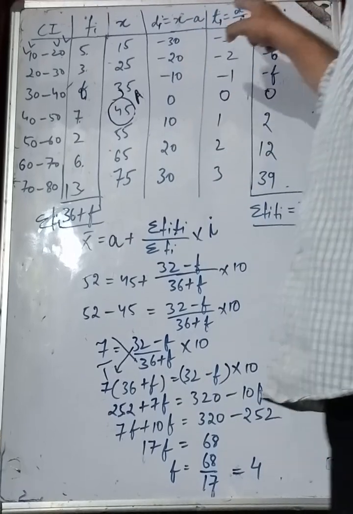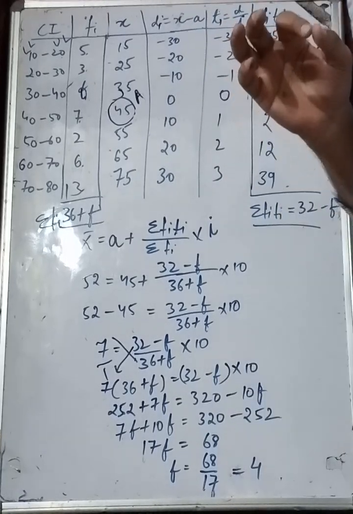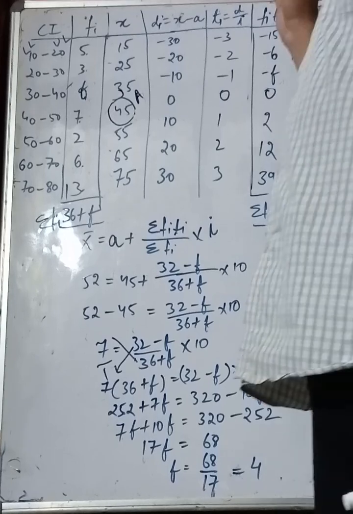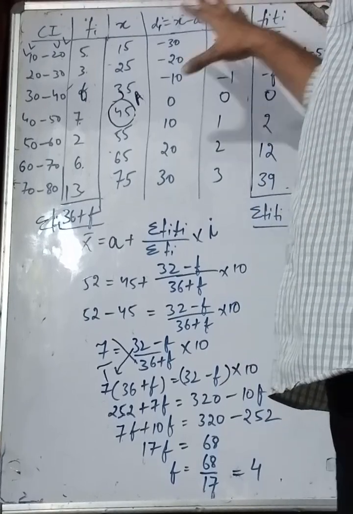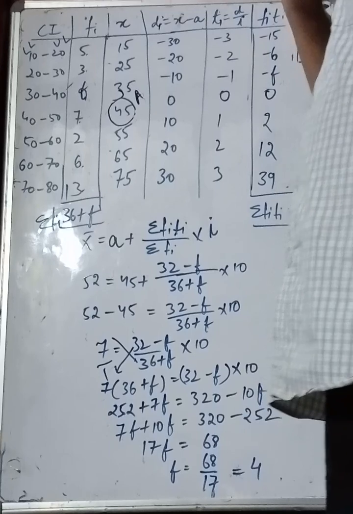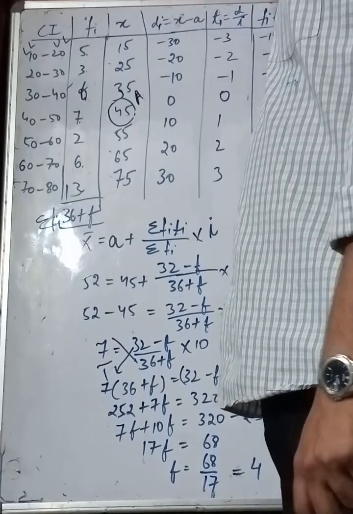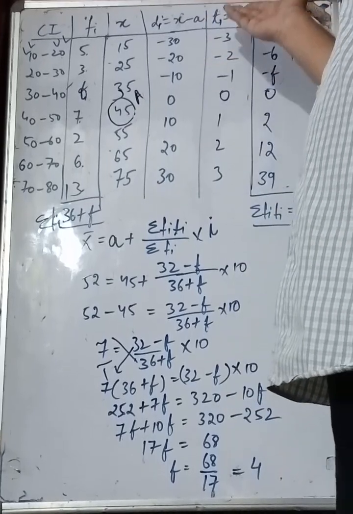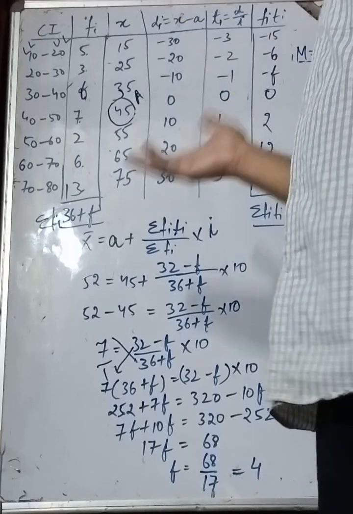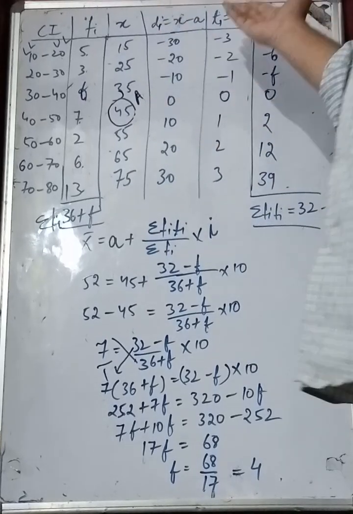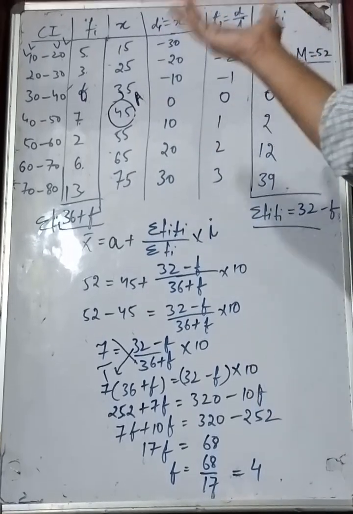Now we need to find the value of ti. In order to find the value of ti, we need the value of di, which is why we calculated di first. After that, we can calculate the value of ti.